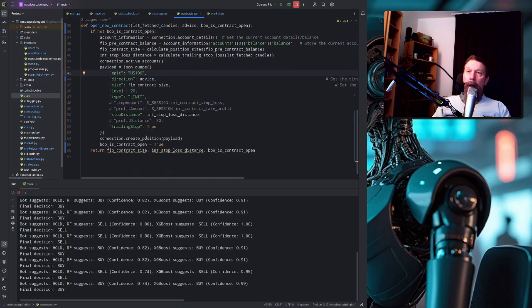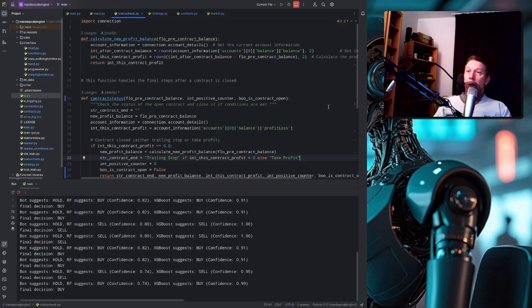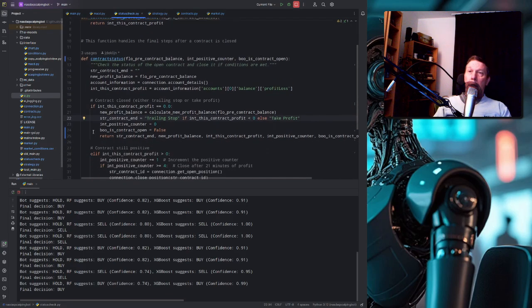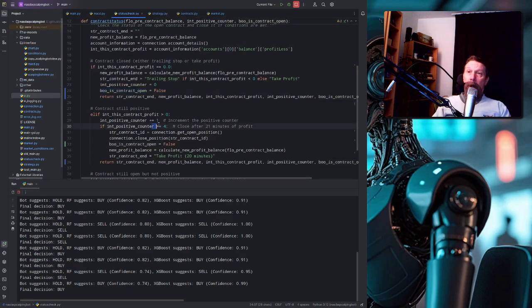Then there is a moment, there it is, that the Boolean is put to true immediately after a contract is opened. And when a contract is closed, so we need to go to status check, there is also a point, there it is, where the Boolean is set directly after a contract is closed, either by the trailing stop loss or with the part that we have accountable for. Then we also see that it is put into false.